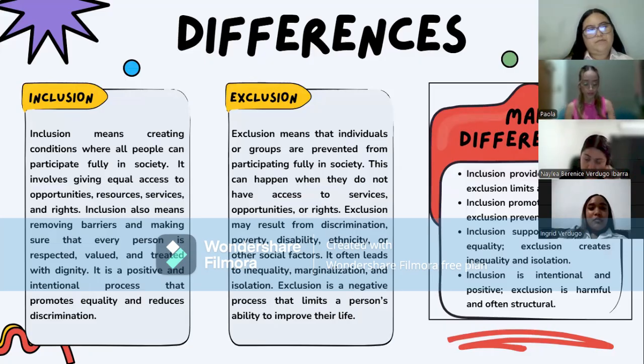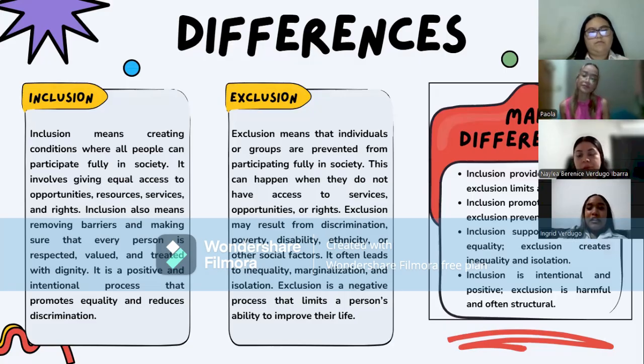And exclusion means that individuals or groups are prevented from participating fully in society. This can happen when they do not have access to services, opportunities, or rights. Exclusion may result from discrimination, poverty, disability, ethnicity, or other social factors. It often leads to inequality, marginalization, and isolation. Exclusion is a negative process that limits a person's ability to improve their life.